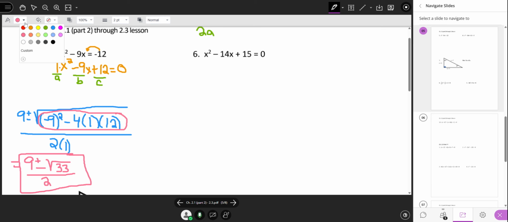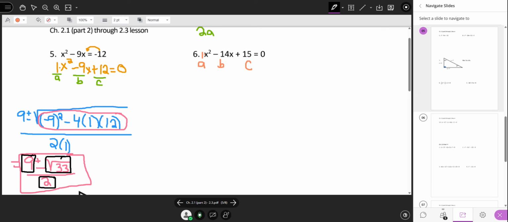So most likely, this will be a box. This will be a box. And that will be a box. And it'll have a fraction bar, and it'll have a plus minus in the middle. Again, that is A, B, and C.